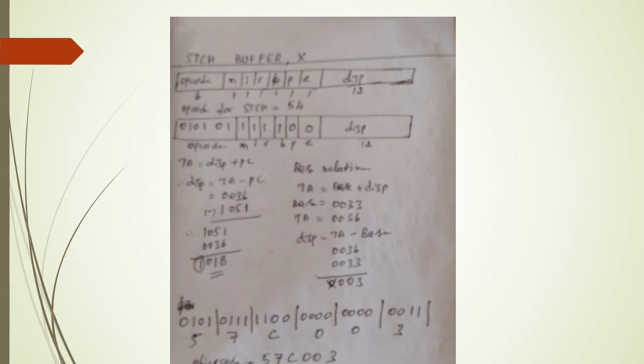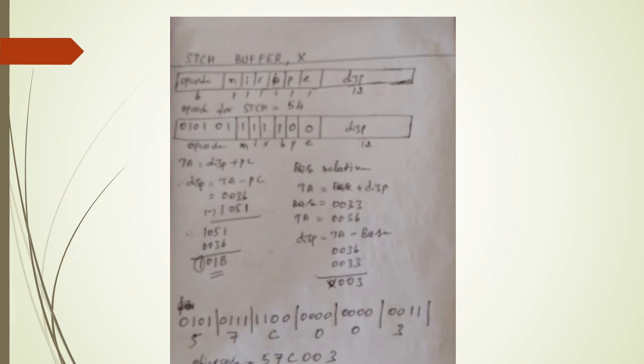Why is the e bit 0? Because it's not format 4. We'll see why the b bit is set to 1. In the previous examples we discussed, the b bit is always 0 and the p bit is set to 1. But here we set the b bit to 1. We'll see how. Target address is equal to displacement plus PC, therefore displacement is equal to target address minus PC.